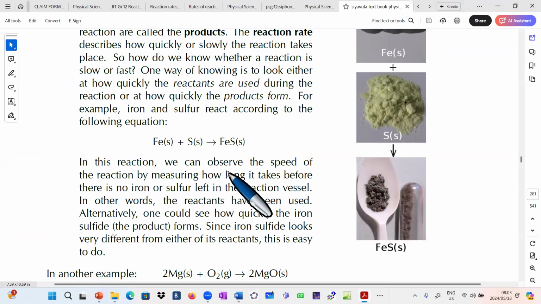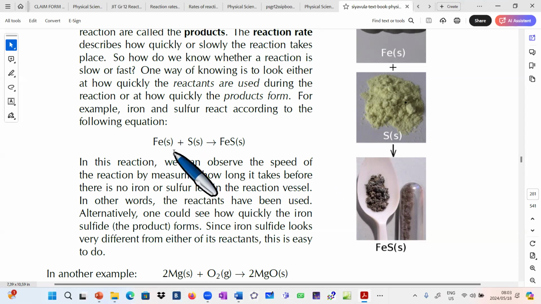So in this reaction, first things first, we can observe the speed of the reaction by measuring how long it takes before there is no iron or sulfur left in the reaction vessel. How do you observe the speed of the reaction? We observe the speed by measuring how long it takes before there is no iron or sulfur left in the reaction vessel. In other words, the reactants have been used.